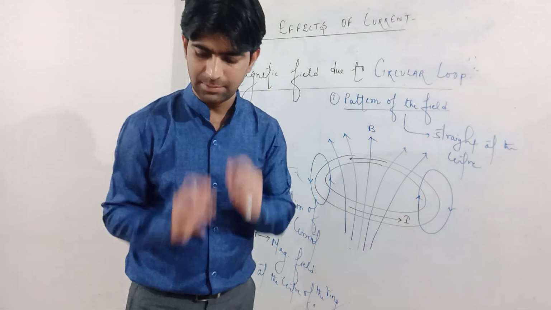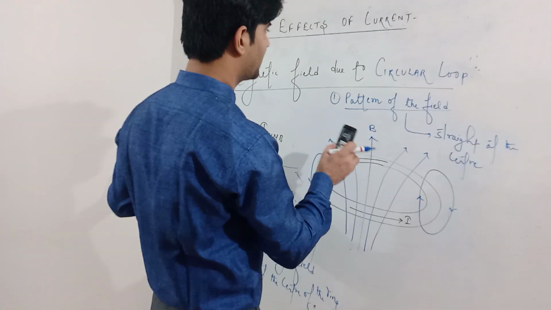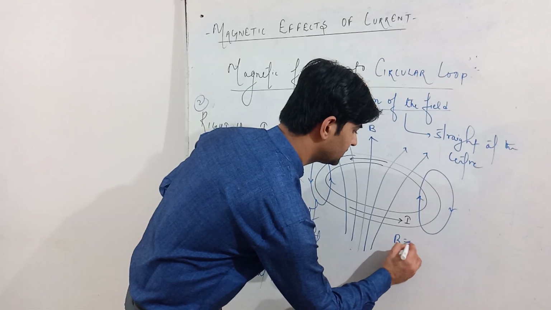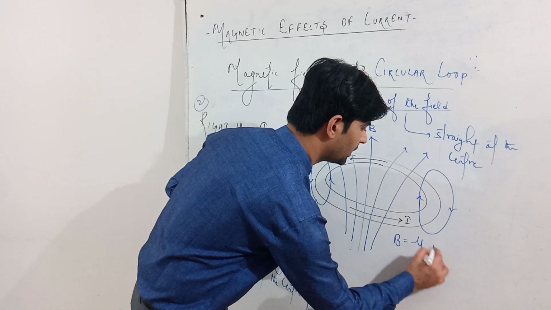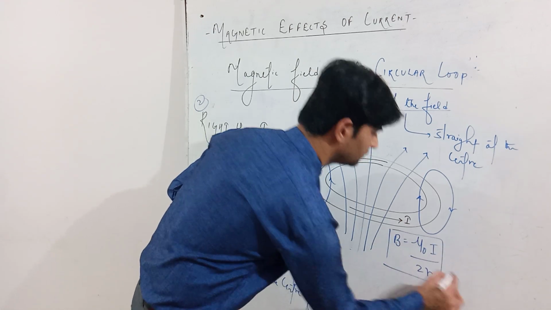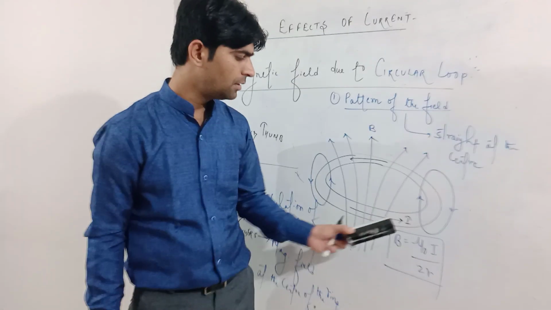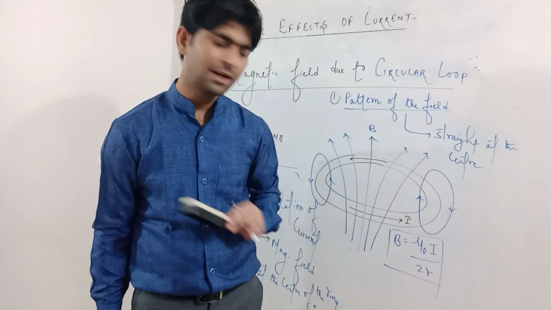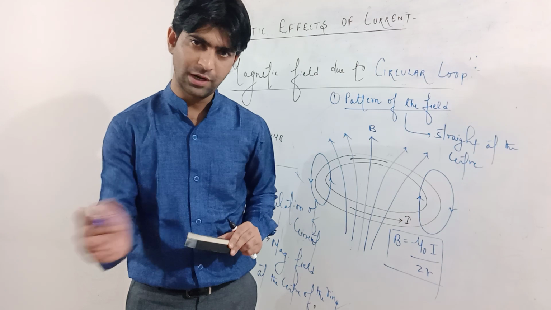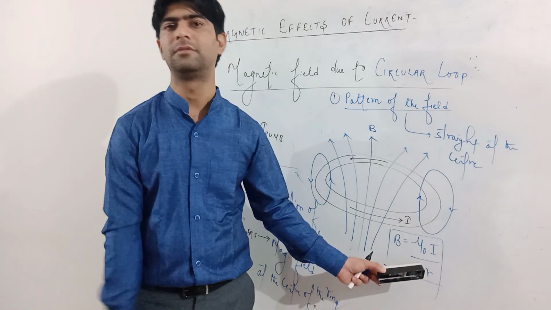Next part is the mathematical formula for magnetic field due to a circular loop. The mathematical formula, if we see, B is equal to mu naught I by 2R. Again the meanings are the same. B stands for magnetic field in Tesla, mu naught is the absolute permeability, I is the magnitude of current flowing through the circular loop, circulating the circular loop, and R is again the distance from the center of the loop.